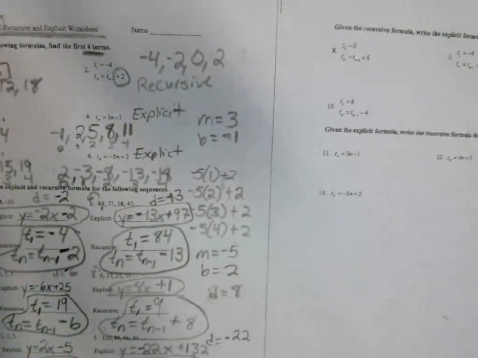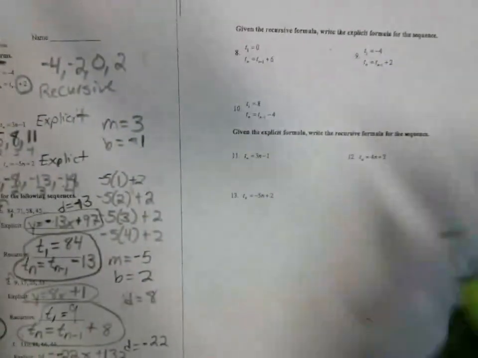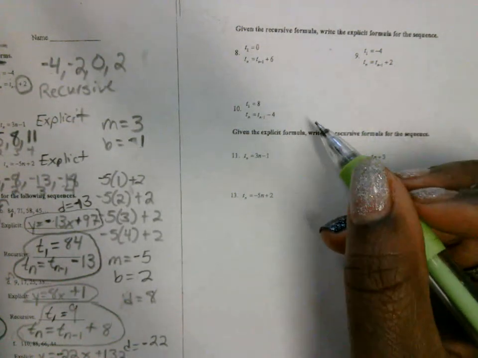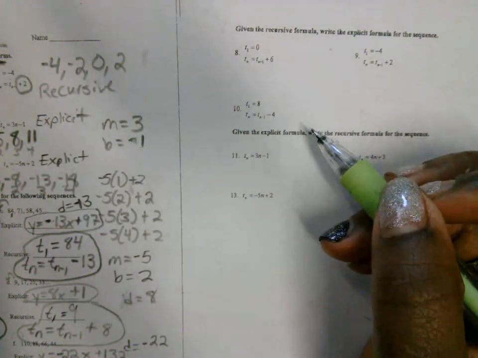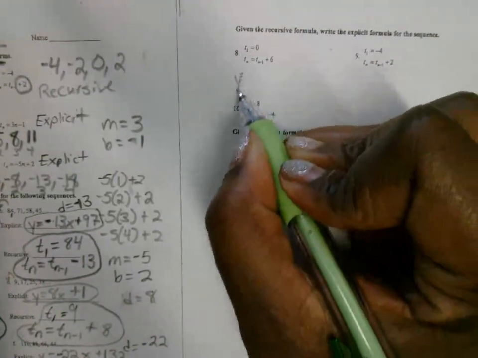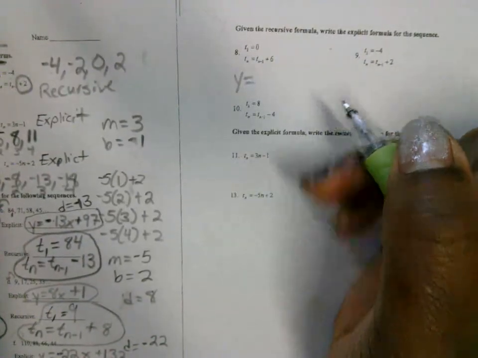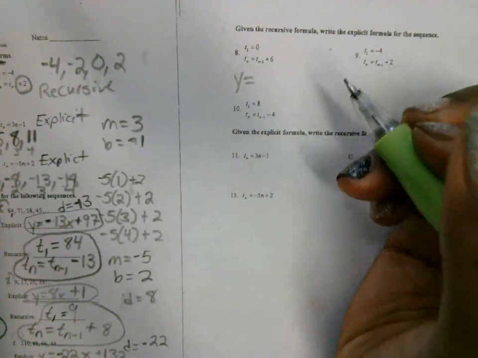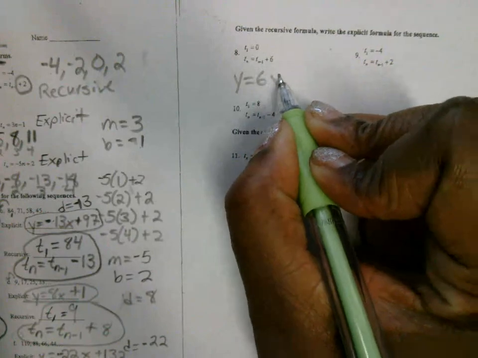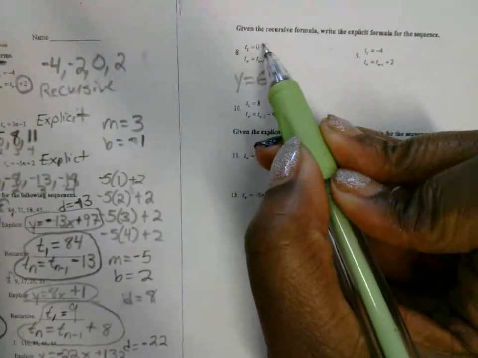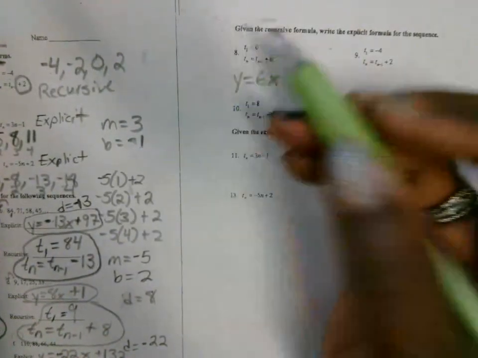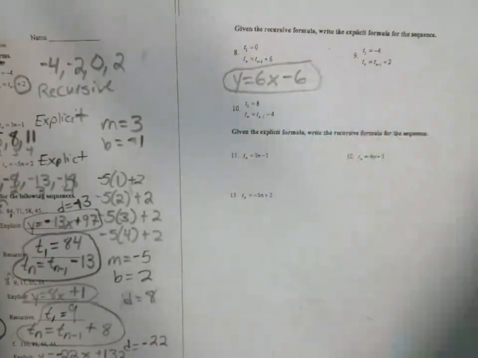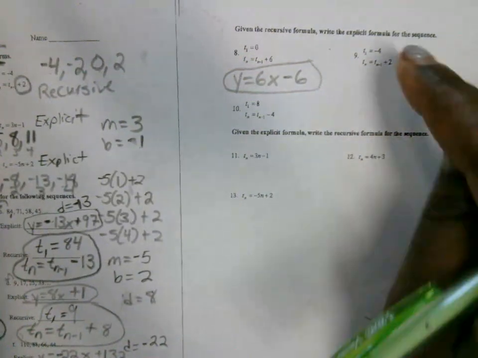On the other side, the recursive formulas, you're writing them into explicit. All right. So what's the explicit form? We got y is equal to, what's the slope? No, slope. 6. So this is 6x. If the first number is 0, what's the number before that? -6. Okay. Number 9.